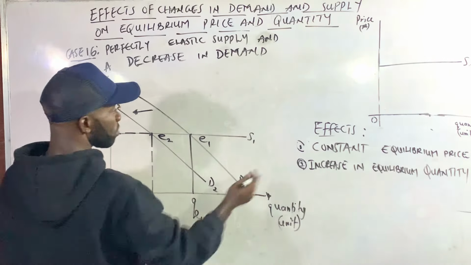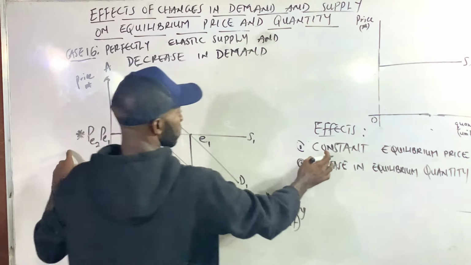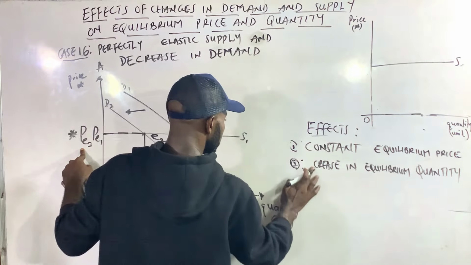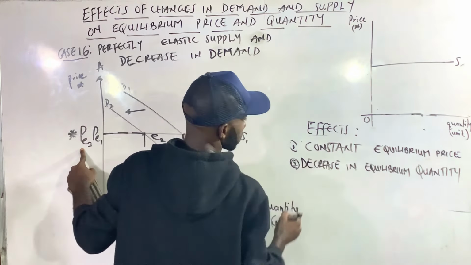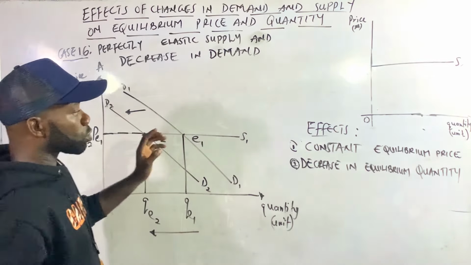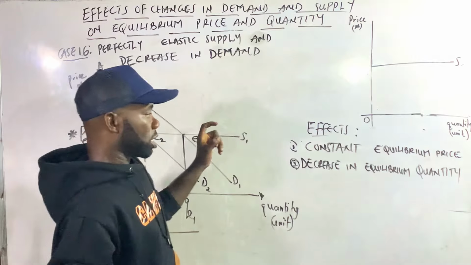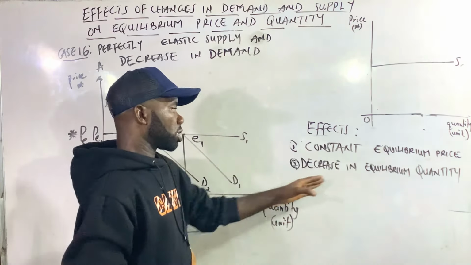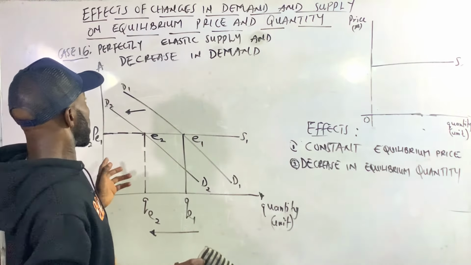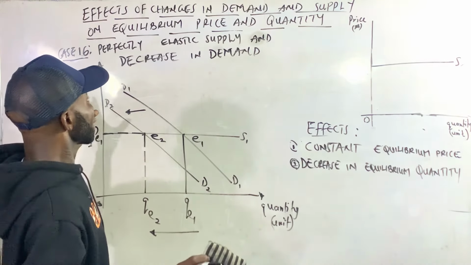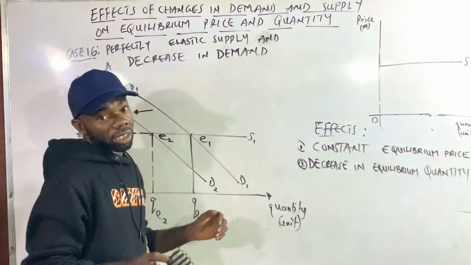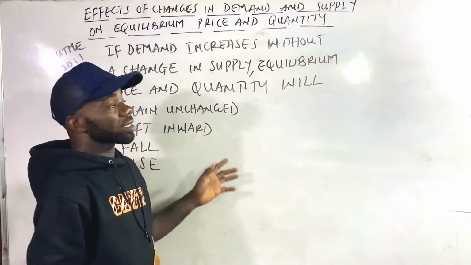Without wasting time, we move to the effect aspect, and we still have constant equilibrium price because this doesn't change. And then we have a decrease in equilibrium quantity. And once you have a question in this line, the option which will be correct will be that option that has constant equilibrium price and a decrease in equilibrium quantity. And that brings us to the end of the 16 cases of effect of changes in demand and supply on equilibrium price and quantity. All right.